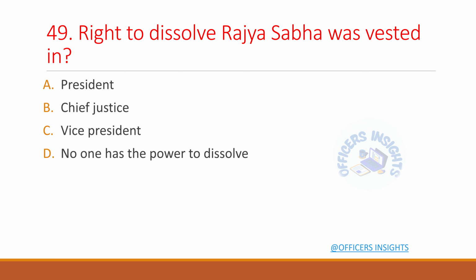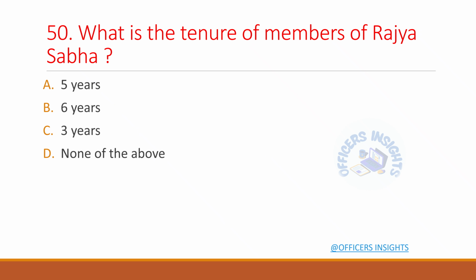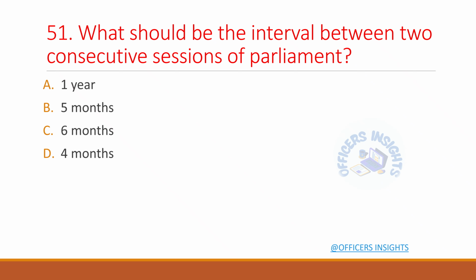Right to dissolve Rajya Sabha was vested in. Correct answer is option D, no one has the power to dissolve. It is a non-dissolving body. What is the tenure of members of Rajya Sabha? Correct answer is option B, 6 years. What should be the interval between two consecutive sessions of Parliament? Correct answer is option C, 6 months.